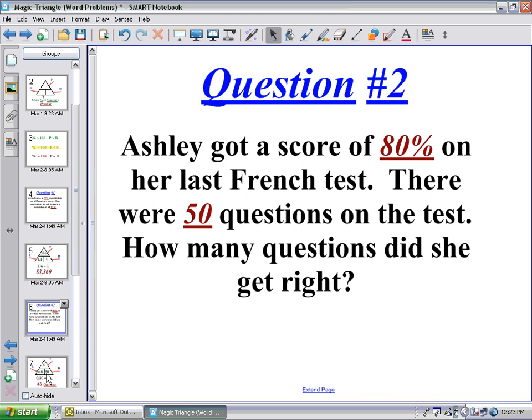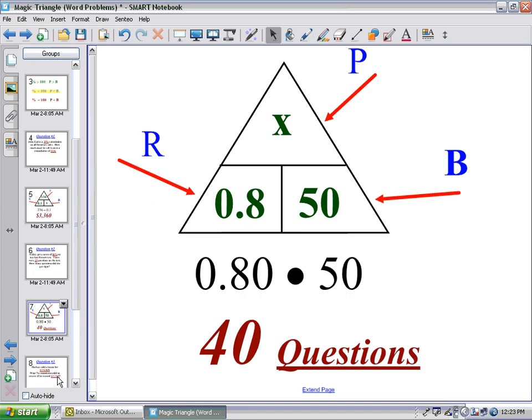The next thing I need to do is look at 50 and then read the question and identify, does the answer that they want from me, is it going to be bigger than 50 or less than 50? This was an easy one. If there's 50 questions on a test and Ashley only gets 80%, that means she missed questions. That means the number I'm looking for has to be less than 50. So now what's going to be unknown in the math problem is the top. The p-value is going to be unknown because the p-value is going to be less than 50.